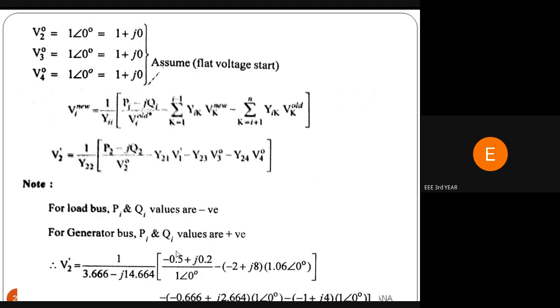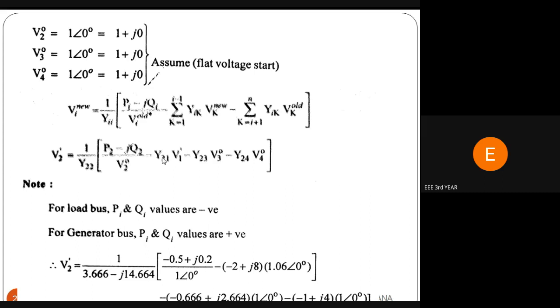That can be written here: minus 0.15 plus j0.25. Since it is a load bus, we have to consider minus, so we are multiplying the minus inside and we get the minus term. Divided by V2 old. V2 old we know is 1 at an angle 0, that is nothing but 1 plus j0. You can write both.